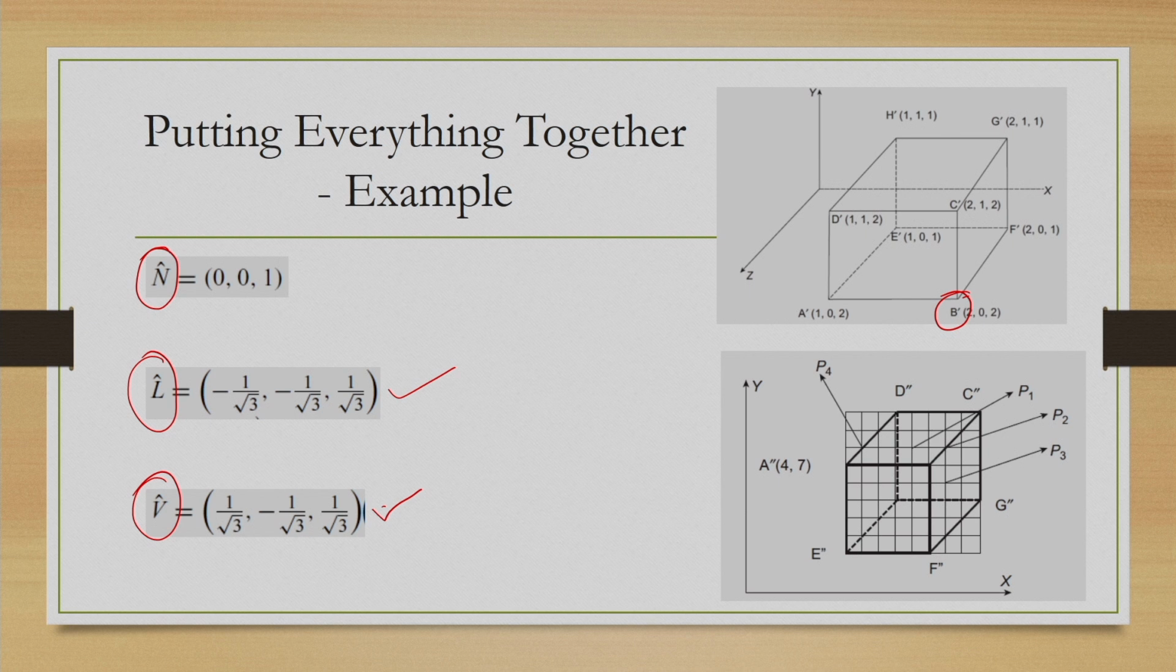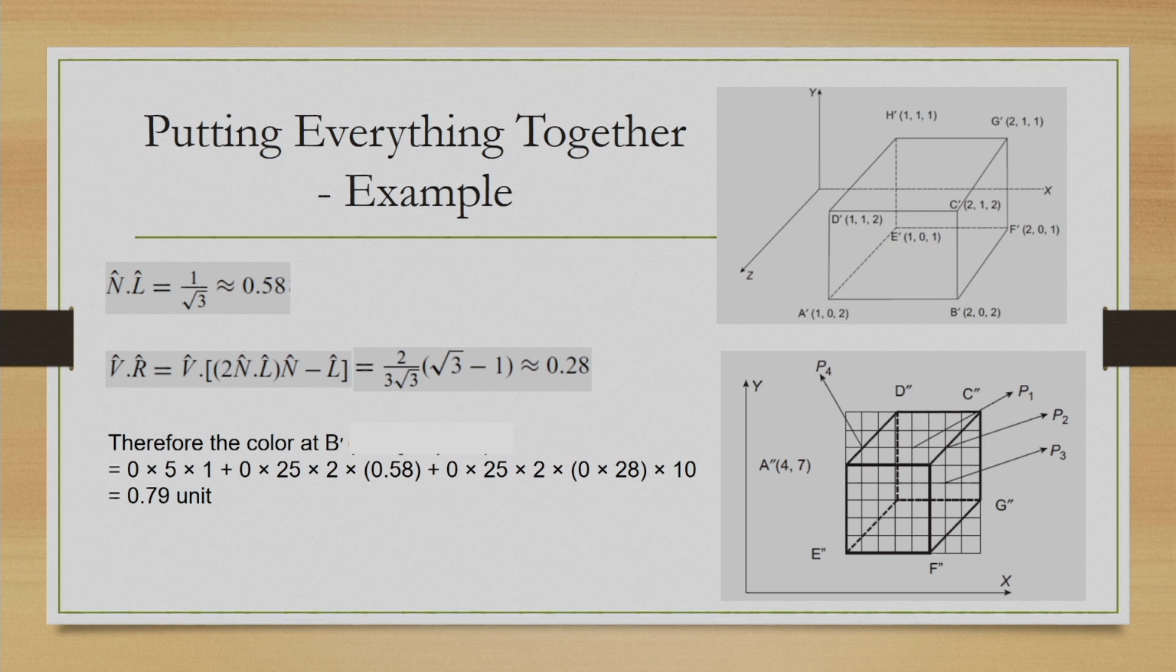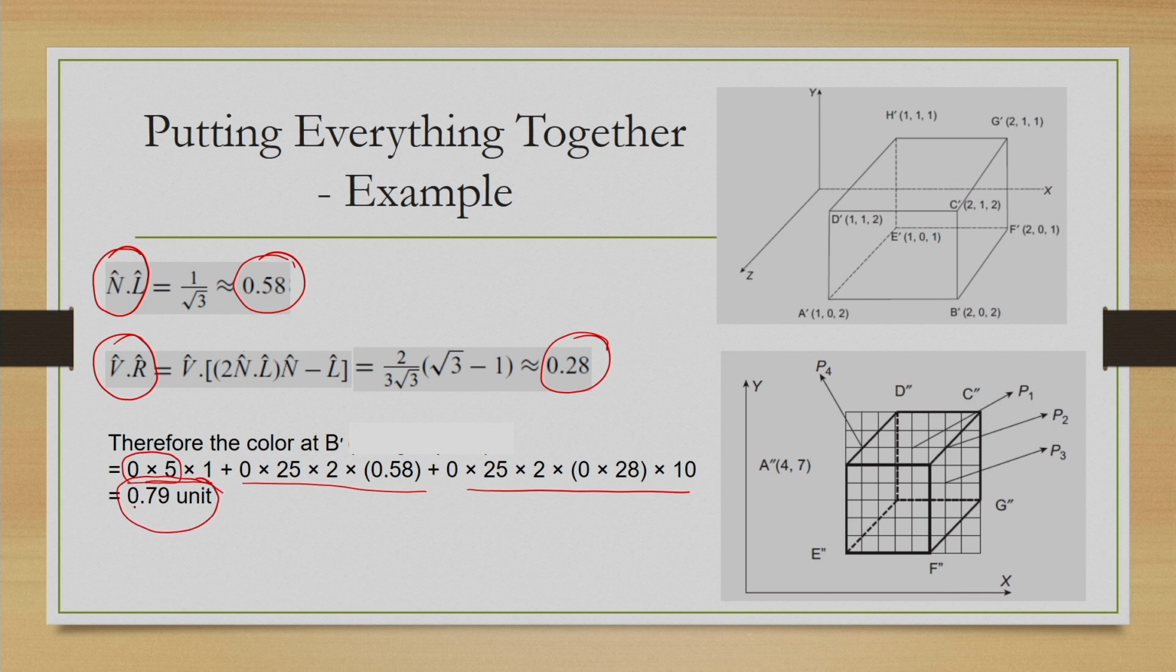Then with these values we can get the dot product as something like this, and also this second dot product for the specular component as something like this, and with these values and using the reflectivity coefficients we can get the three components added up to get the overall color value to be 0.79 unit at B dash.